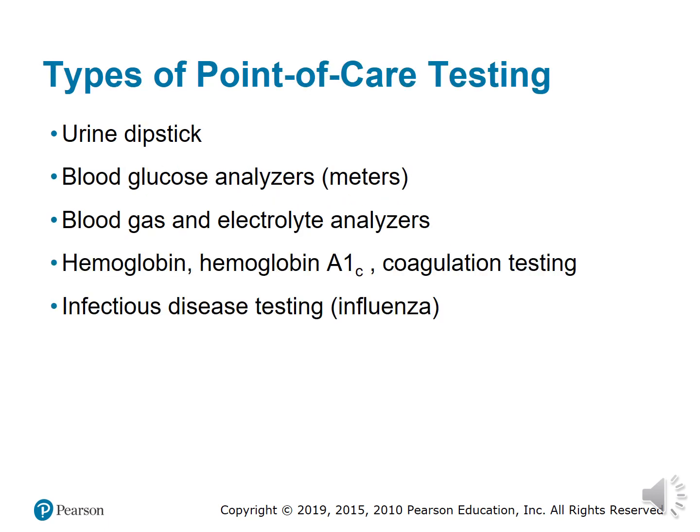These are different types of POCT testing. You can do a urine dipstick. Of course, the one we're familiar with, the one we use in lab, is the blood glucose analyzer or meter, blood gas and electrolyte analyzer, hemoglobin A1C, anticoagulation testing, infectious disease testing such as for influenza, and of course the new one that we have now is for COVID-19. That's another POCT test that they have now.